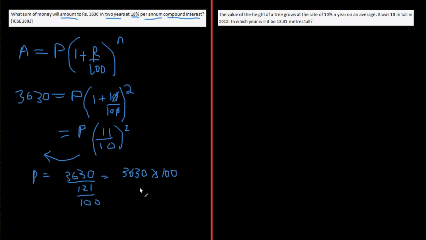121, and you can see quite clearly that the 121 will divide 3630, so you can cut this out. It'll go 3 times, so 30, and 30 into 100, so your answer is rupees 3000.